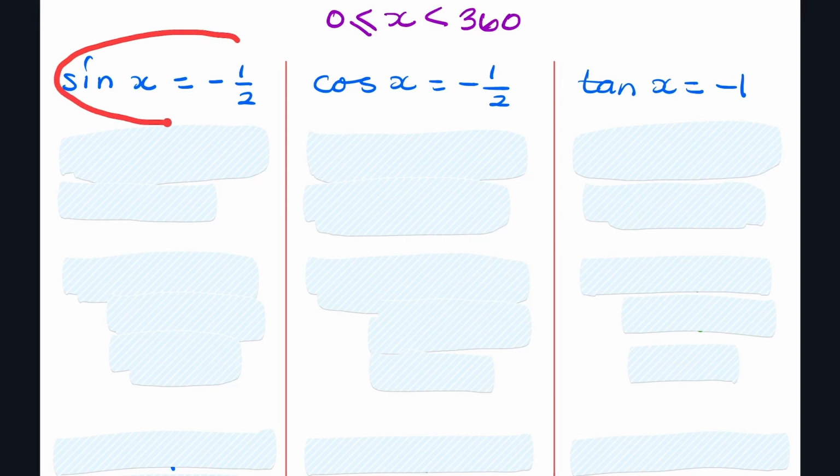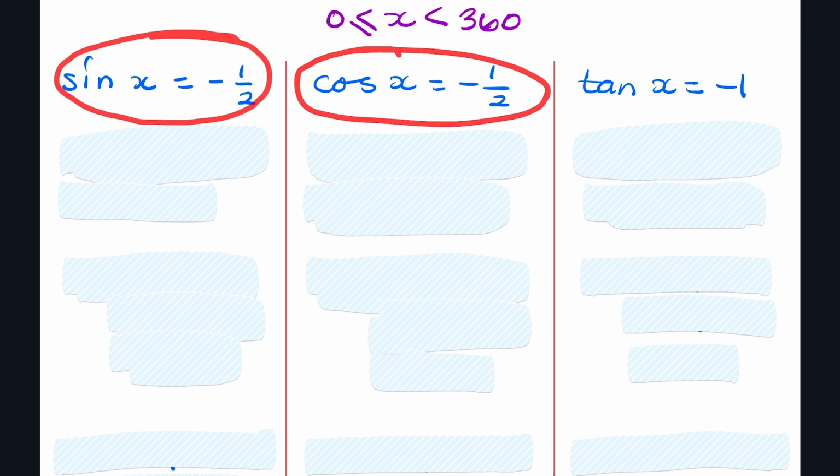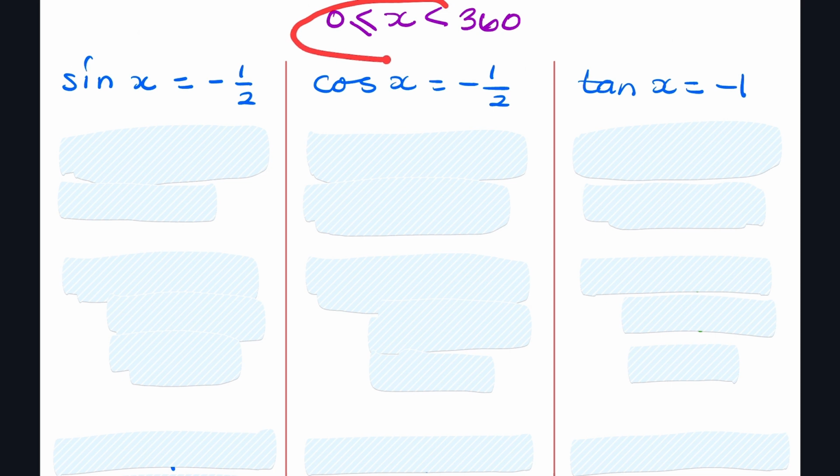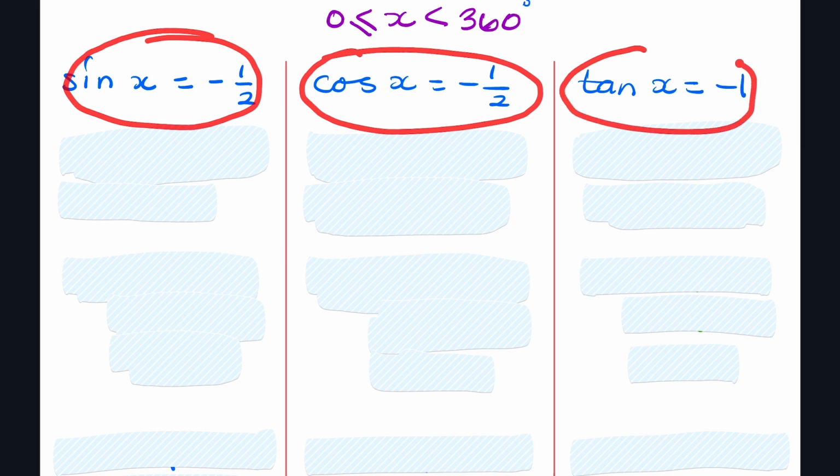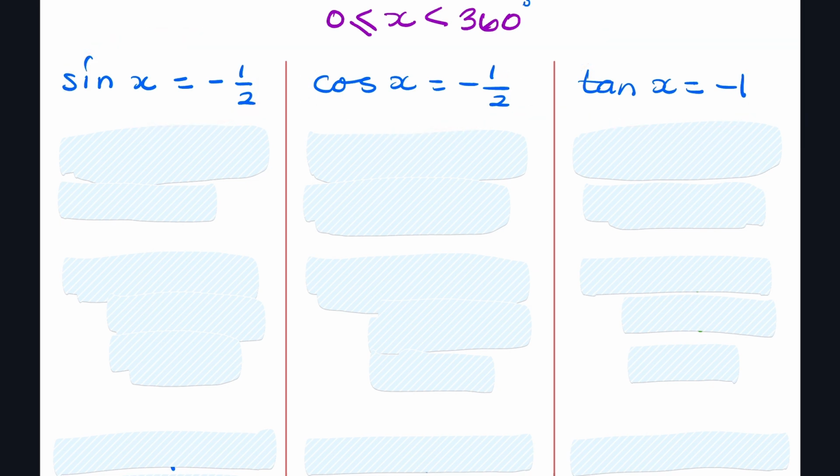When you're given a trigonometric equation and a range of values for x, so x is limited between 0 and 360 degrees, each of these has more than one solution. So there's the primary or principal solution that you'll get from your calculator.